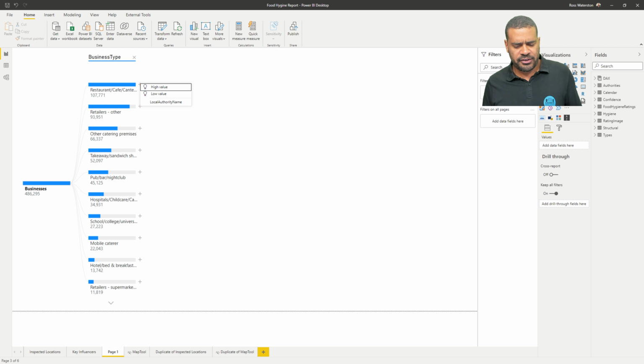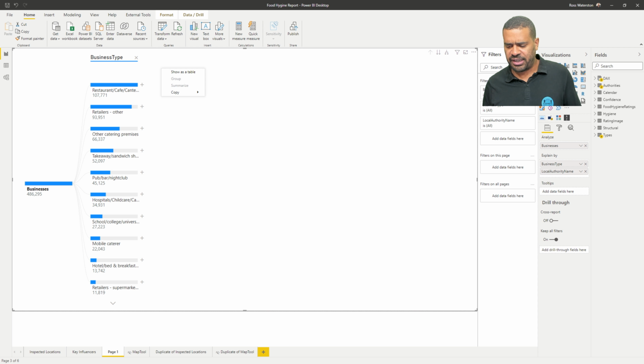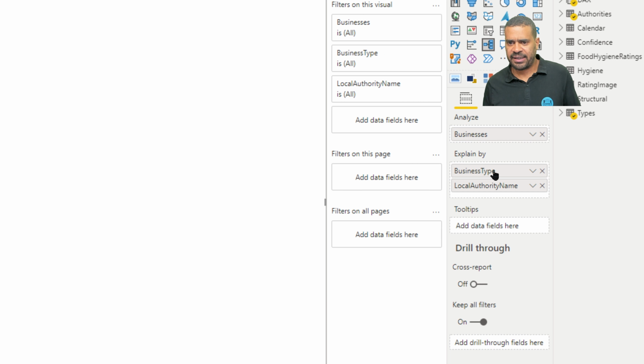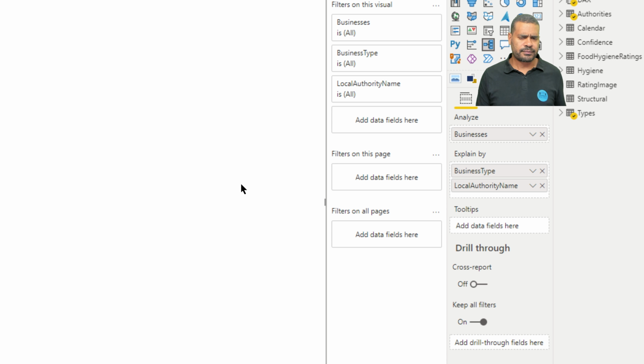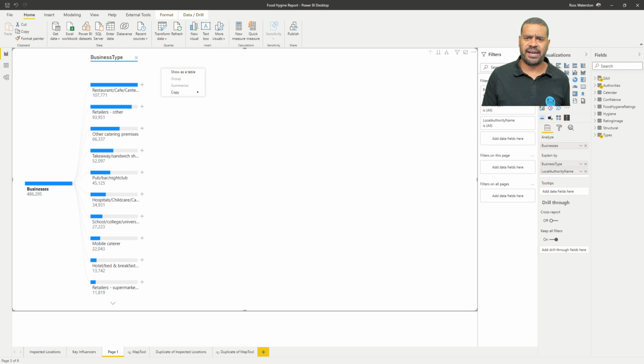Now, we could say, well, I want to see it by local authority name, or by high or low value. In this case, we've only got three bits of information in it. We see over here we've got the business type and the local authority name. There's nothing too much in that.